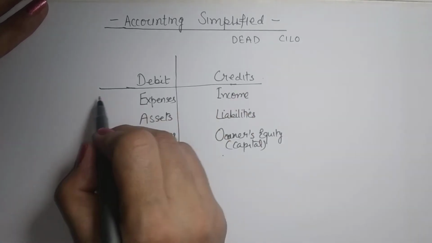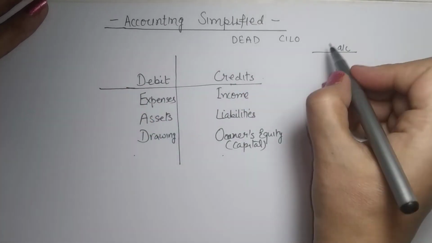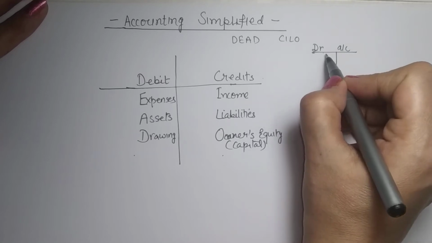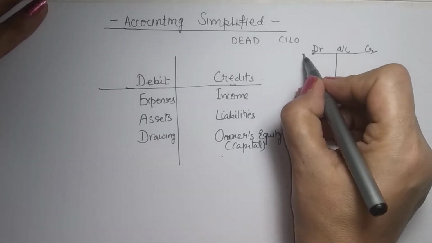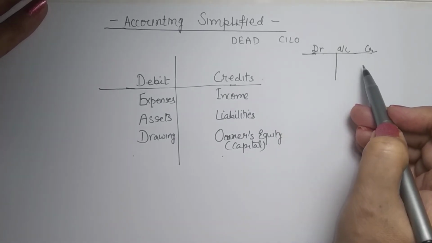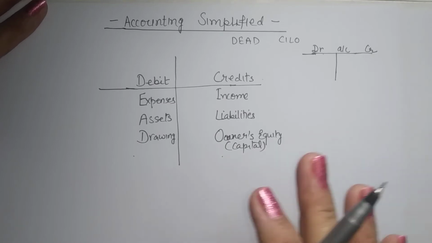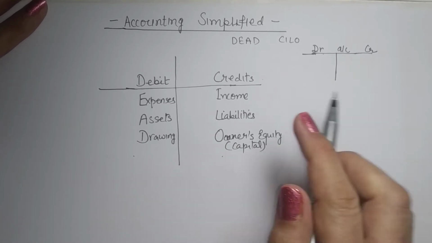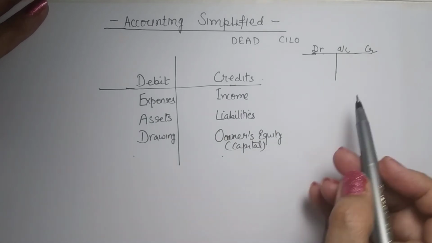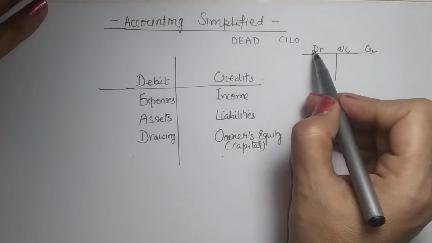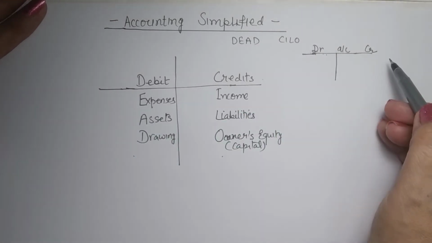So expenses, assets and drawings are always on the debit, and income, liability and capital, owner's equity, are always on the credit. What it tells us is that every account has two sides. Debit is always on the left side, we show it with the abbreviation DR, and credit is always on the right side. You may prepare any account: cash account, purchase account, machinery account, land account, capital account. The account format is a T-shaped statement, just like this, that we are learning in a simple way, having two sides. Debit is always on the left side, credit is always on the right side.